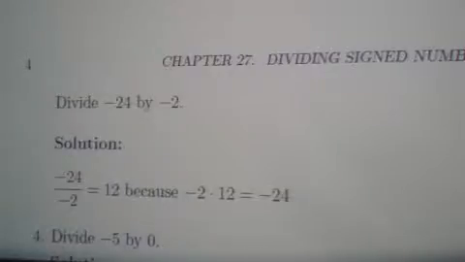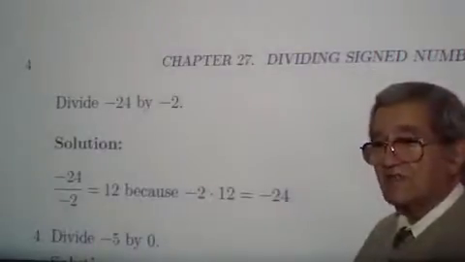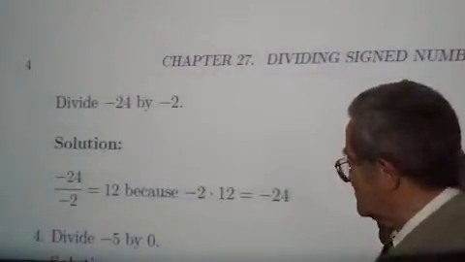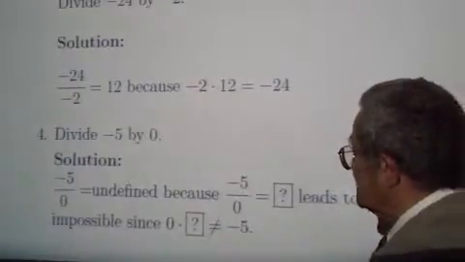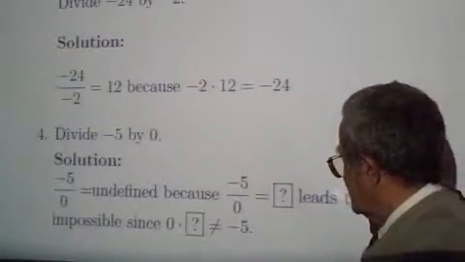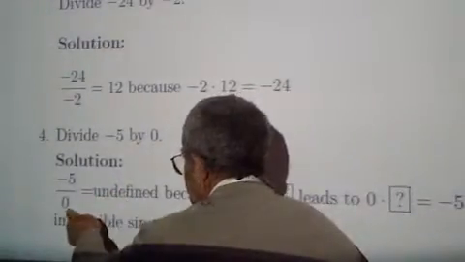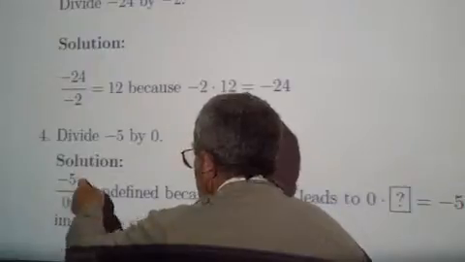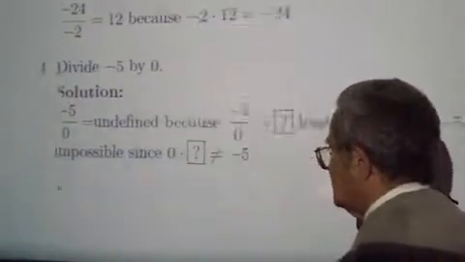Oh, divide by 0. What did we say about dividing by 0? That's a no-no. The result is undefined. You cannot divide by 0. There's no number that you can multiply. There's no number here that you multiply by 0 to get the quotient negative 5. 0 times any number is always 0. And that's it for those solutions.